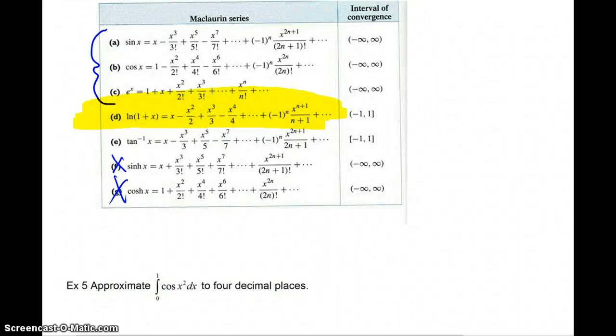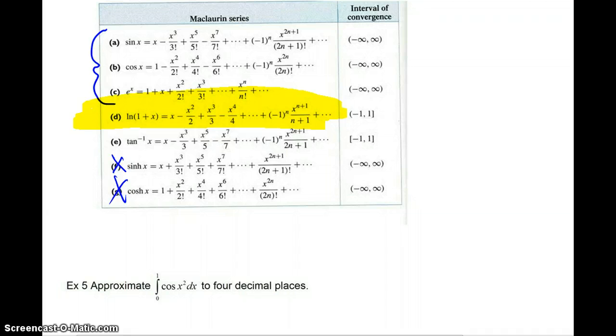Finishing up, take a look at the last page of our notes. We're going to notice that there is a table of Maclaurin series that you should memorize. Actually, the first three, A, B, and C, are especially common. They show up all the time.